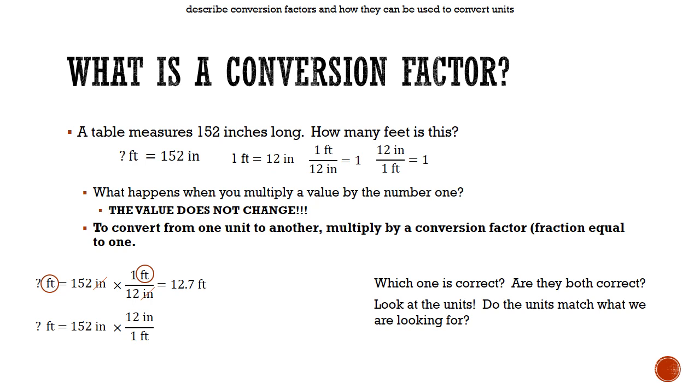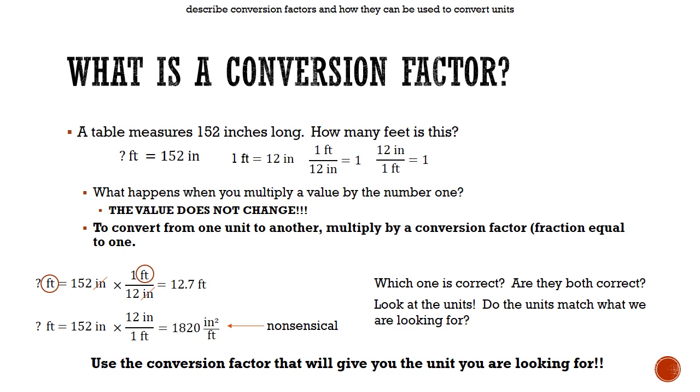The second way, while the value would still be correct, my units are not going to make any sense. Notice that my inches units do not cancel. They're both in the numerator. So inches times inches is inches squared. I still have feet in the denominator, so that's inches squared per foot. That does not match the unit I'm looking for, certainly. So that unit is nonsensical, and I would not want to use that conversion factor. So the moral of the story is this. We want to use the conversion factor that will give the unit that we're looking for.